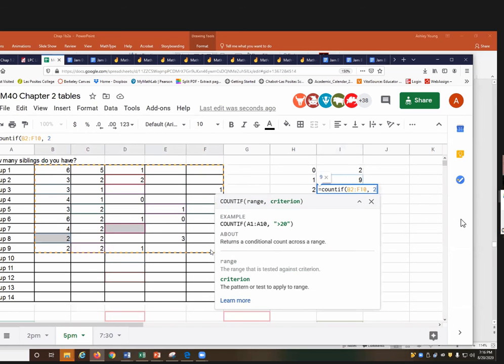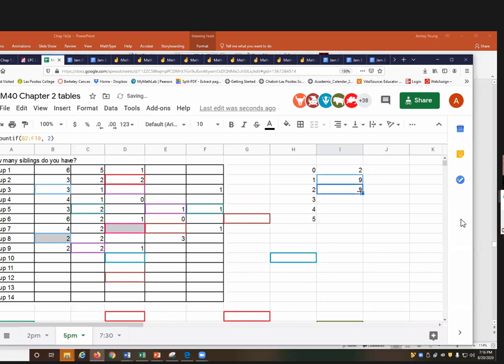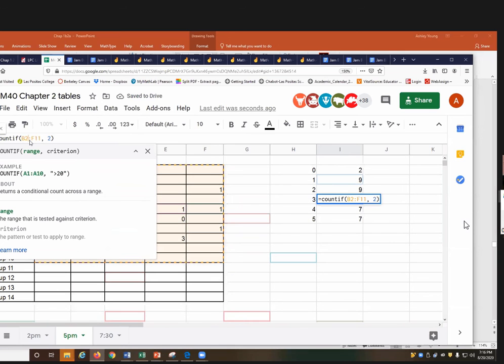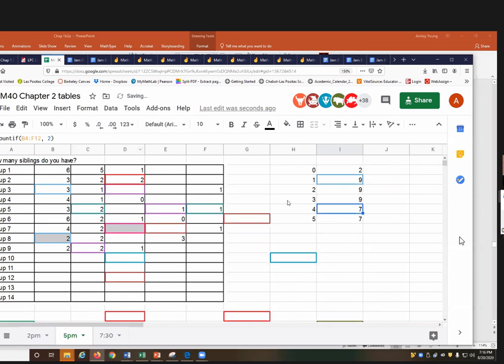Twos. And I'm going to try to drag this down, except I'm going to have to change these. To drag down, you go to this little black crosshaired X, and then you can left click drag, and that copies it down to other ones.